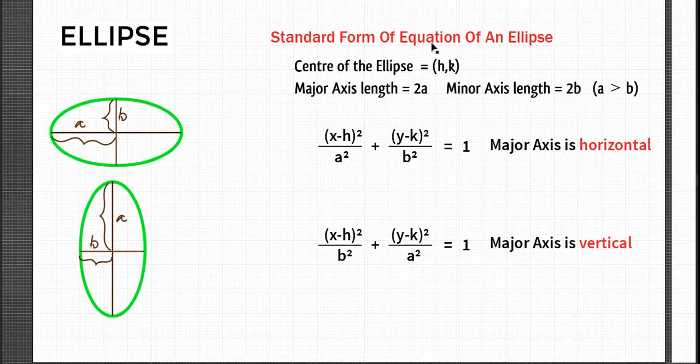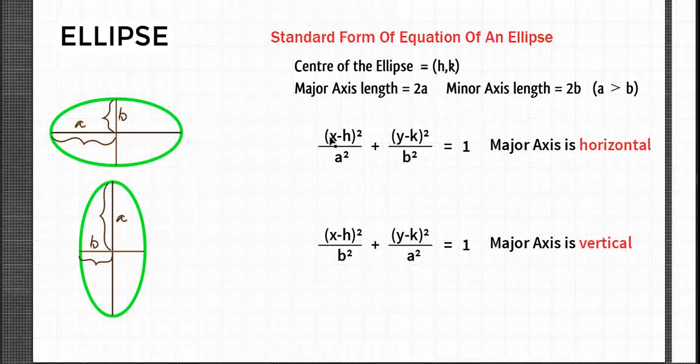The standard form of an ellipse whose center lies at any point (h, k), length of the major axis is 2a and the length of the minor axis is 2b, where a is greater than b, is given by (x minus h) whole square upon a square plus (y minus k) whole square upon b square equals 1.